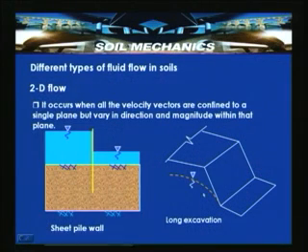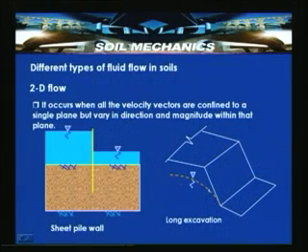It occurs when all the velocity vectors are confined to a single plane, but vary in direction and magnitude within that plane. Here consider an example where a long excavation for a canal is being carried out. The flow takes place at a particular cross section if you cut. So, here the flow is occurring in this direction. Perpendicular to this plane, suppose this axis is the z axis along the length of the canal or length of the excavation. There the flow occurring in that direction is very minimal. So, this also can be said as an example of two dimensional flow conditions.